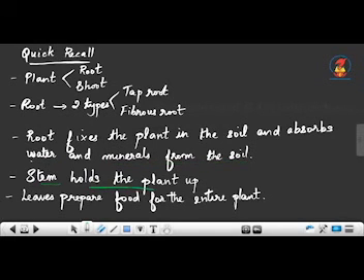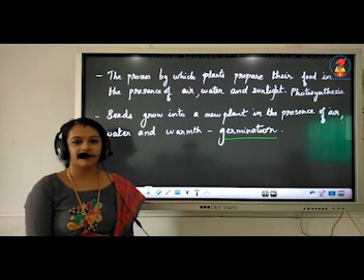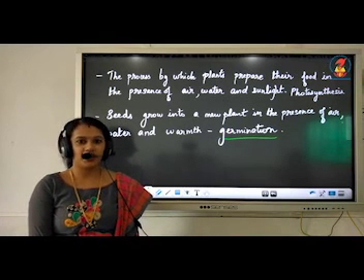The stem holds the plant up. Leaves prepare food for the entire plant. The process by which the food is prepared is called photosynthesis. That means the plants prepare their own food in the presence of air, water and sunlight. That is called photosynthesis. Seeds grow into a new plant in the presence of air, water and warmth. That is called germination. So children, I hope that this much is clear.